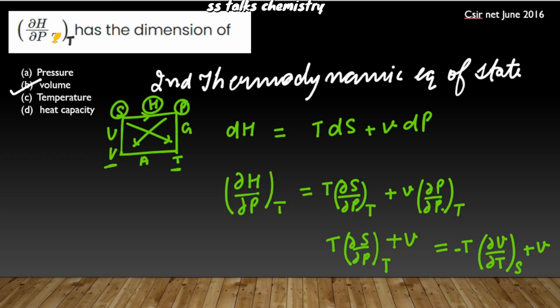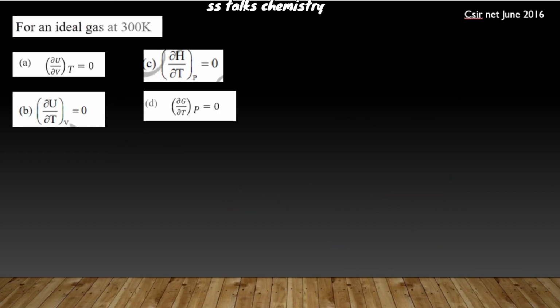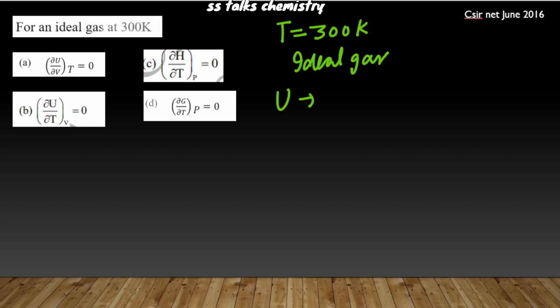I hope it's clear. Next, this question: for the ideal gas at 300 kelvin. So we have kept the temperature constant only. Now for ideal gases, the internal energy is a function of temperature only.